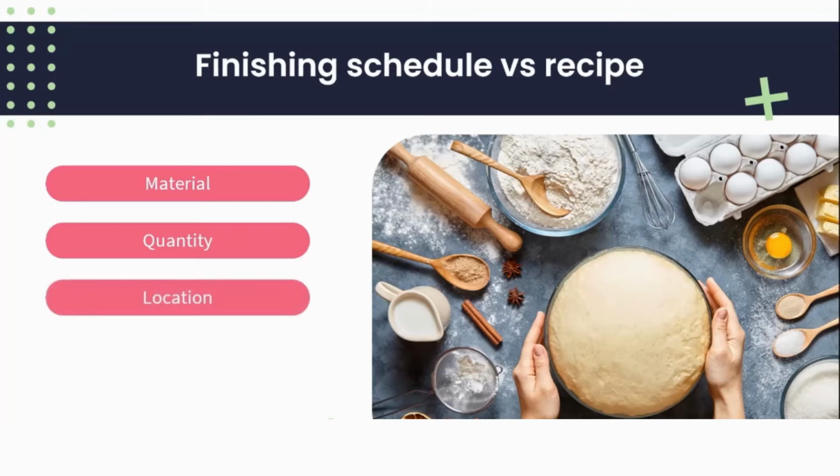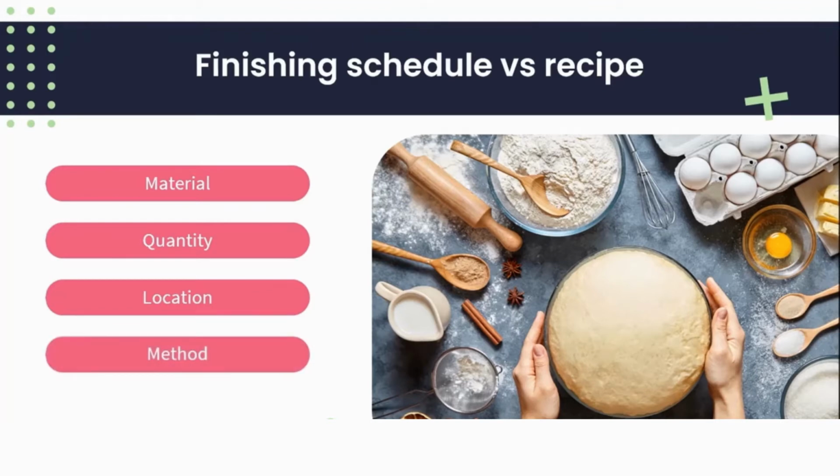Then we need to look at the location. Where is the material being applied? So in the case of a recipe, we would be putting our flour into a preparation bowl. If we were applying paint, we would be applying paint to a living room wall. So you need to specify the location of where that finish is going to be applied.